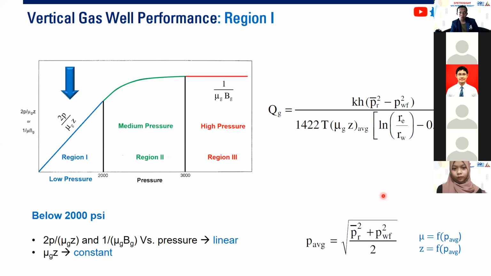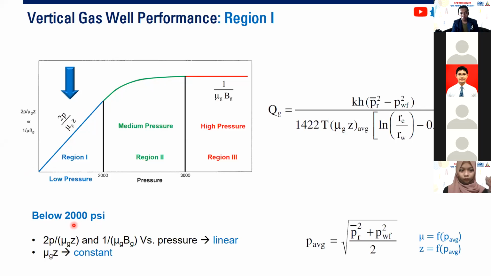We can focus on each region. First, region 1, the low pressure region. By some experts, it is below 2000 psi. In this region, we can observe that this term plotted against pressure gives a linear relationship like this one. It's linear, which means it will be easy for us. It's not curved. For us mathematicians or scientists or engineers, a linear relationship is easy, right? It's very easy, but it will be more challenging for a curved form like this one.